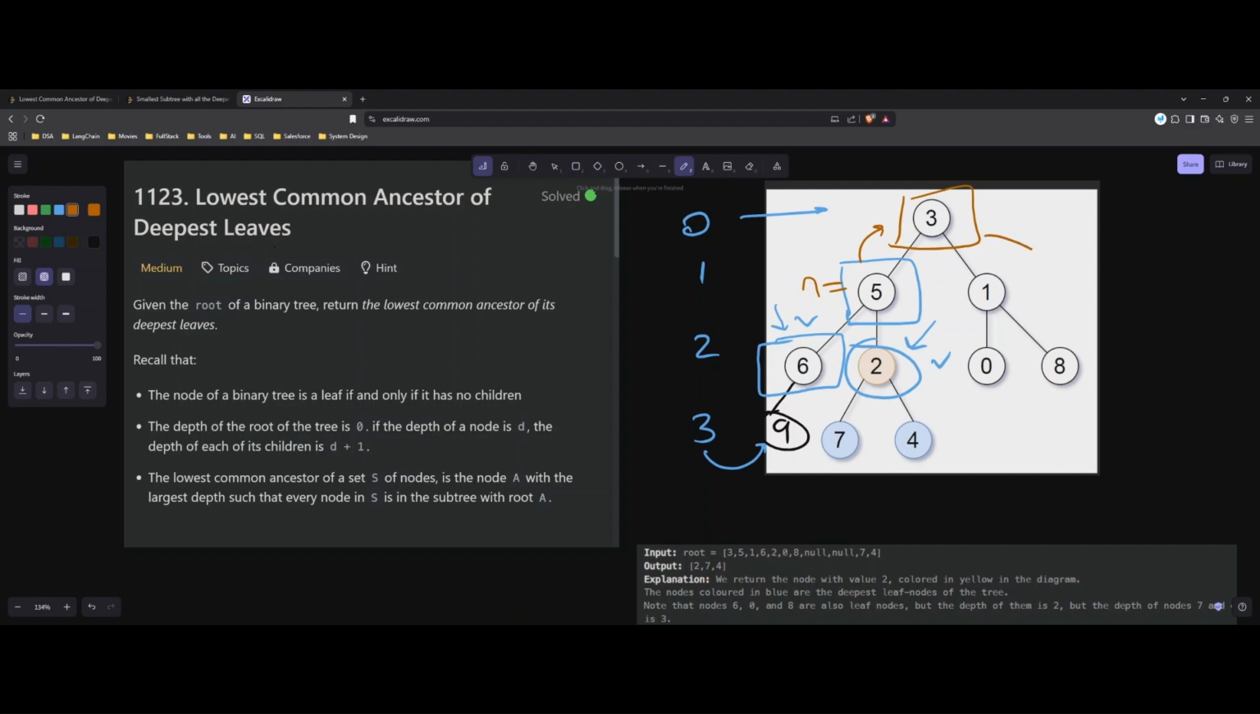We'll check whether we have a deeper leaf here. We'll ask the right one, do you have a deeper leaf? It says no, we don't have any deeper leaf here. We have till level 2 only. We don't have anything on level 3, right? But from the left side, it says yes, we have. So if we have the left element, this 5, we'll return the answer as 5. I hope this makes sense.